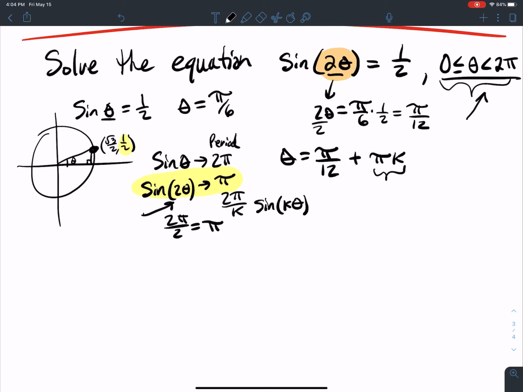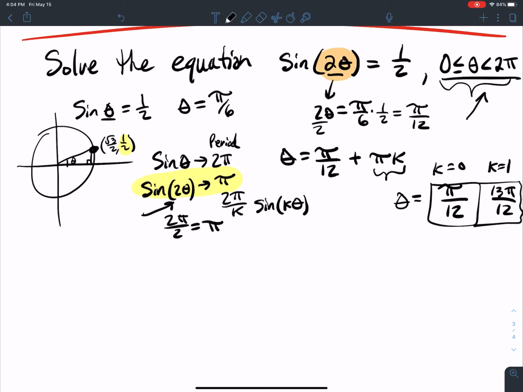So if I'm looking at 0 to 2 pi, pi over 12 is a solution. So k equals 0 gets me pi over 12 for one of my answers. But also k equal to 1. That's pi over 12 plus pi, which gives me 13 pi over 12. So those two are solutions. Now, is that the only way that I can get 1/2? No, I can also get it over here at 5 pi over 6, which gets me a 1/2.